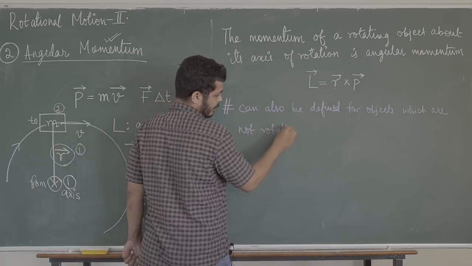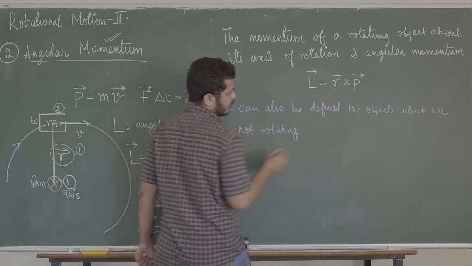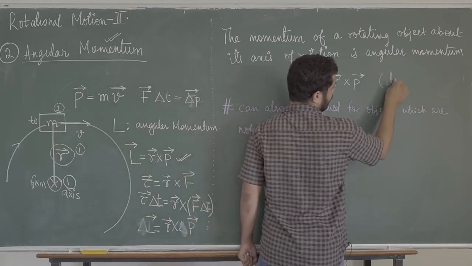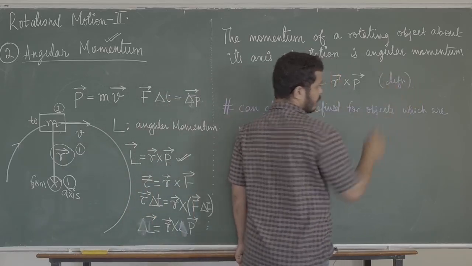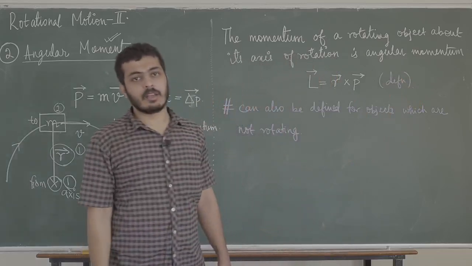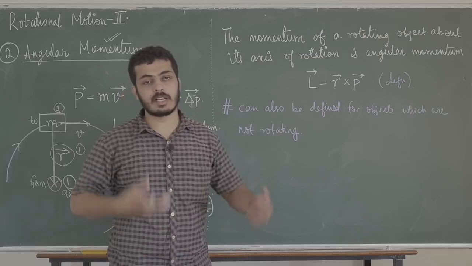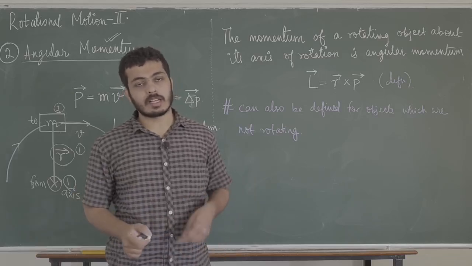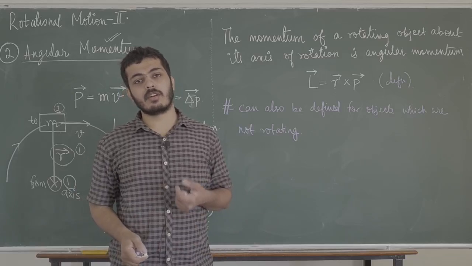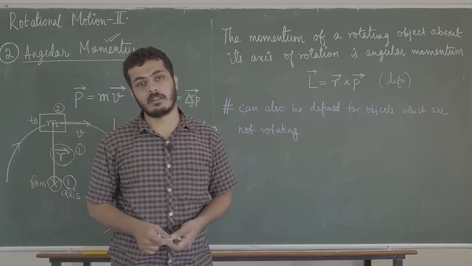Keep this in mind, because angular momentum is basically a definition. This is not something natural. Just like momentum, angular momentum is not a natural thing. Whenever you throw something, the thing actually has energy. But a way to understand its motion is to define something called momentum, or to define something called angular momentum.